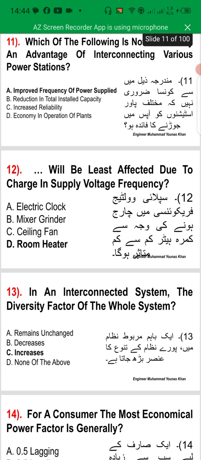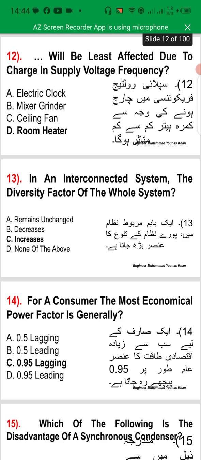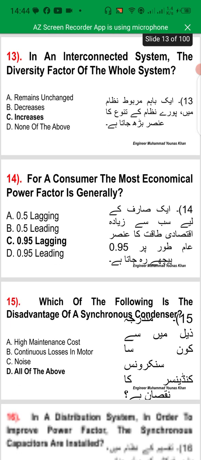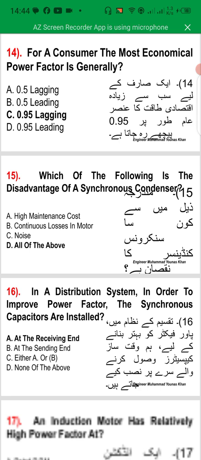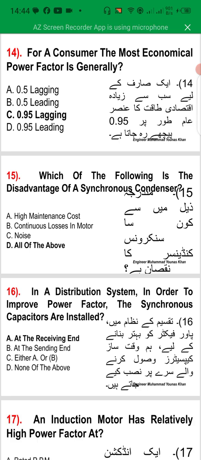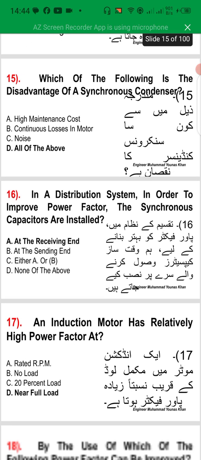Frequency of power supplied. Room heater will be least affected due to change in supply voltage frequency. In an interconnected system, the diversity factor of the whole system increases. For a consumer, the most economical power factor is generally 0.95 lagging.